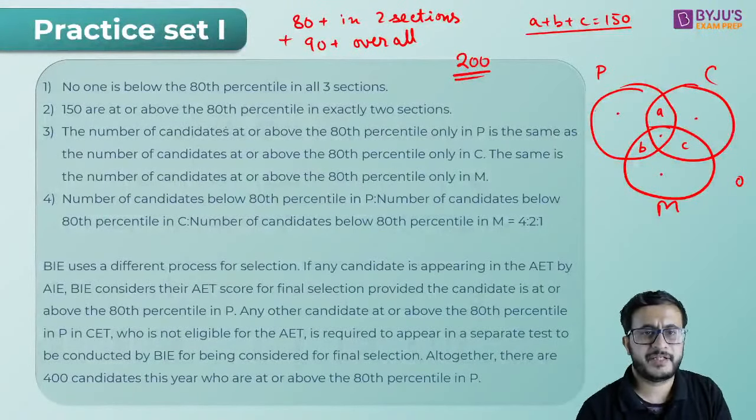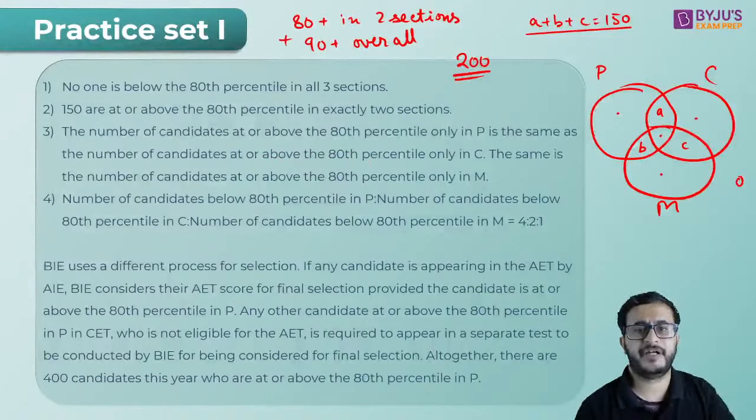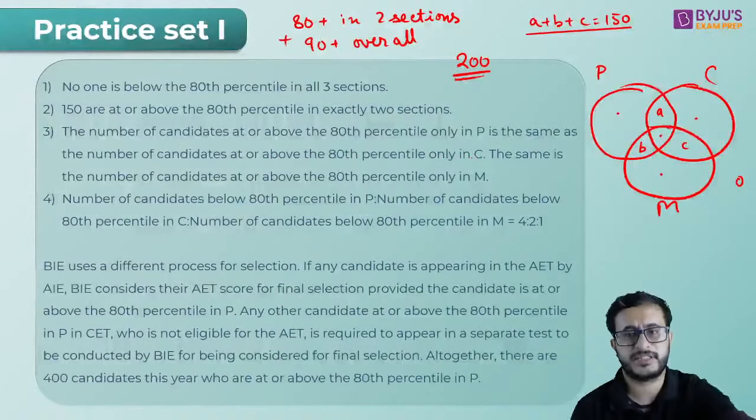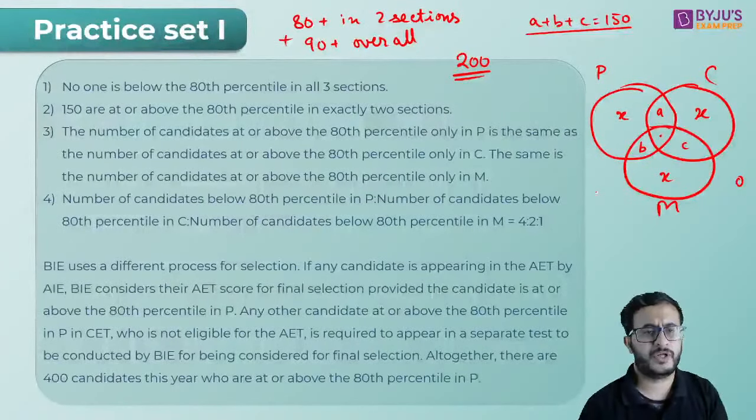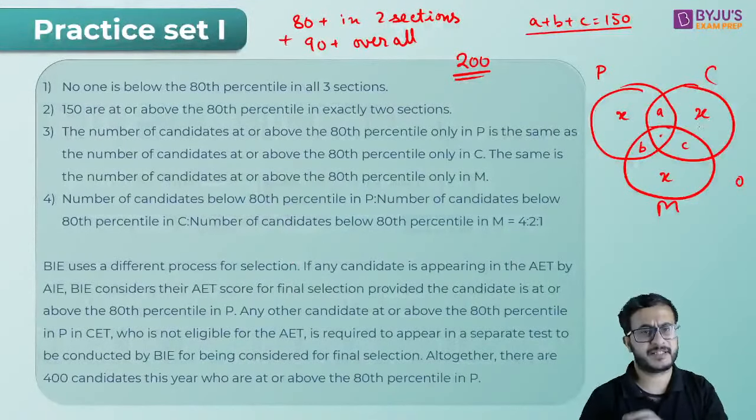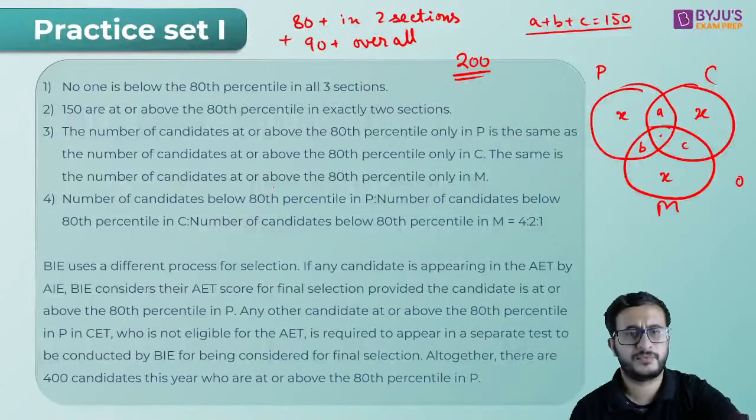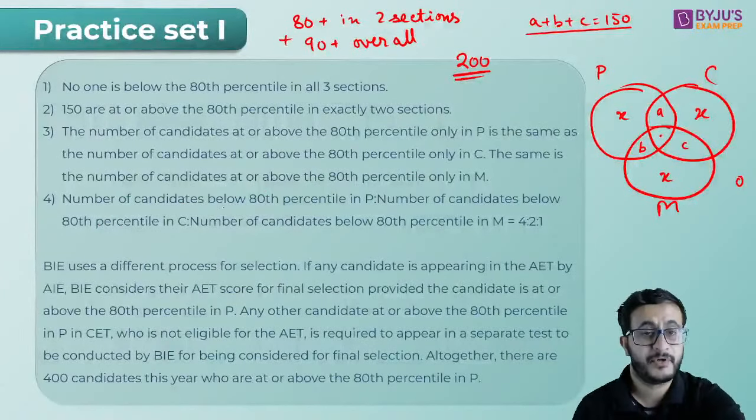Okay, the number of candidates at or above 80th percentile only in P is the same as the number of candidates at or above 80th percentile only in C and only in M. So that means only P, only C, only M, all these values are same. Okay, so we can call them X, X, X each. Clear? So now the last statement says number of candidates below 80th percentile in P.